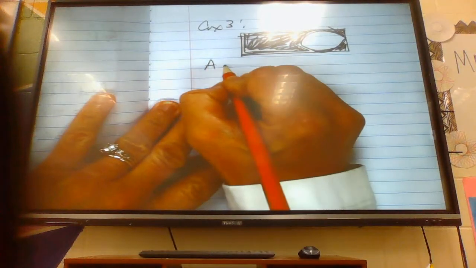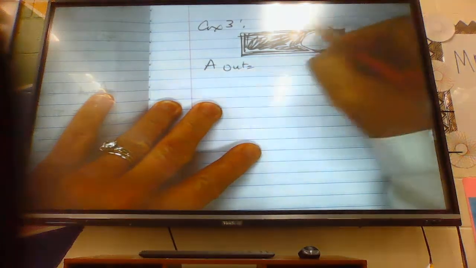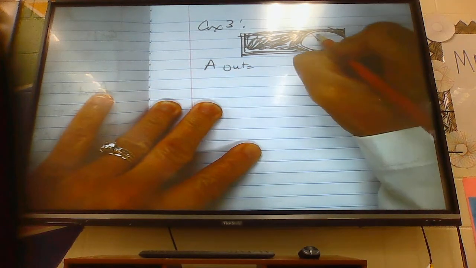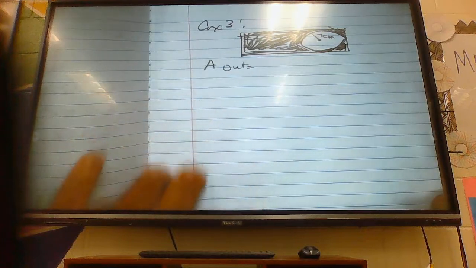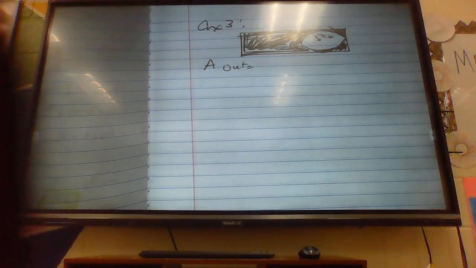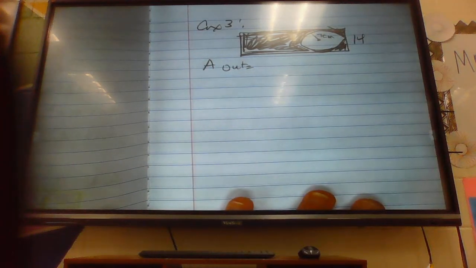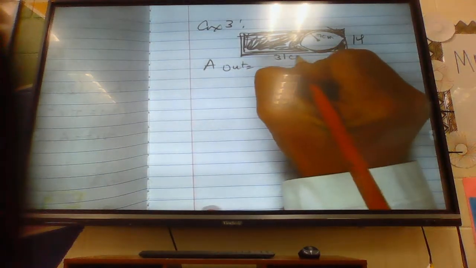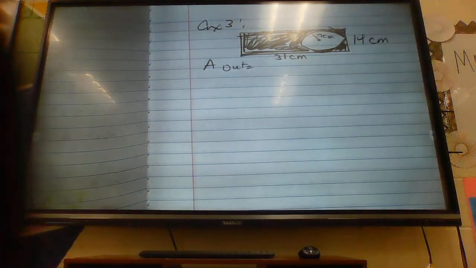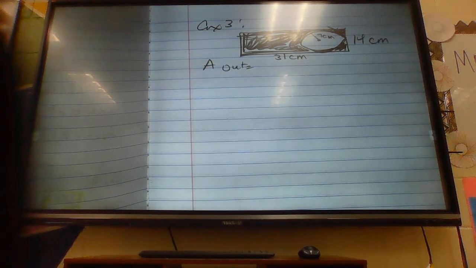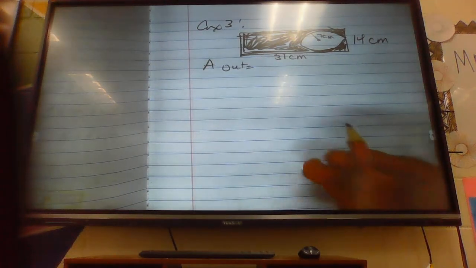So area out, and let me give you some dimensions. 7 centimeters. That's 7 centimeters. Is that the diameter? Is that the radius, Peter? Diameter or radius? Radius, correct. Okay, and then I'm going to tell you 14 for here and 31 centimeters here. Okay, so Dana, how do I find my area out? What two numbers am I multiplying by?